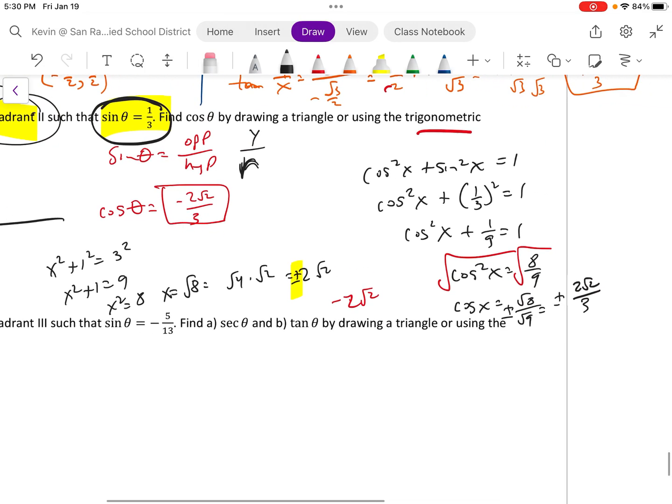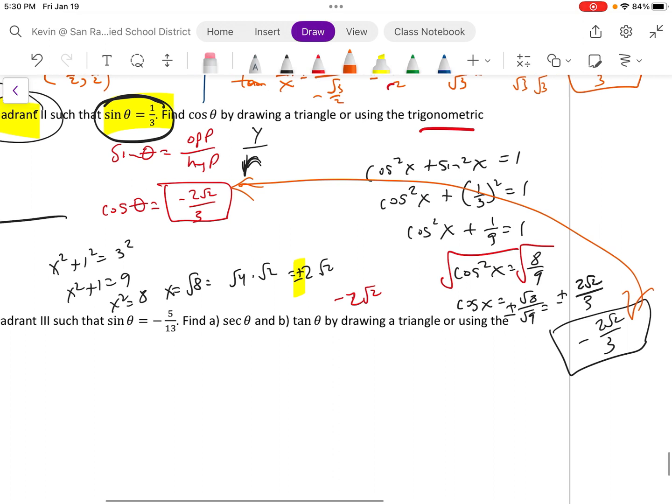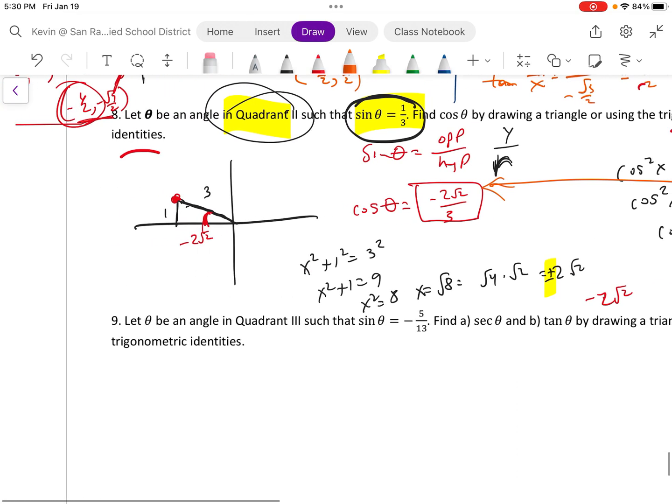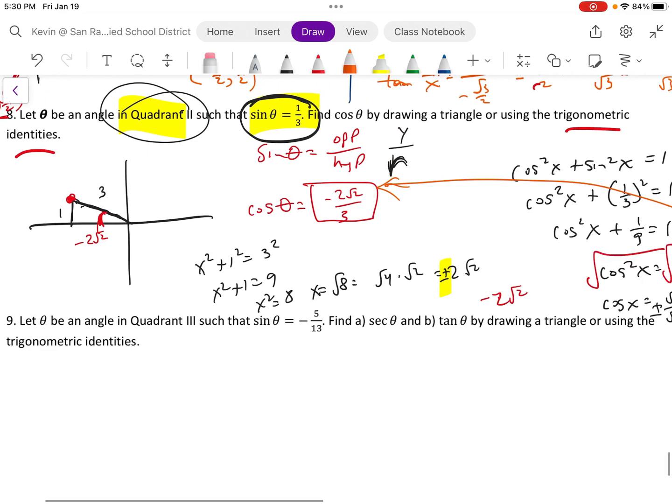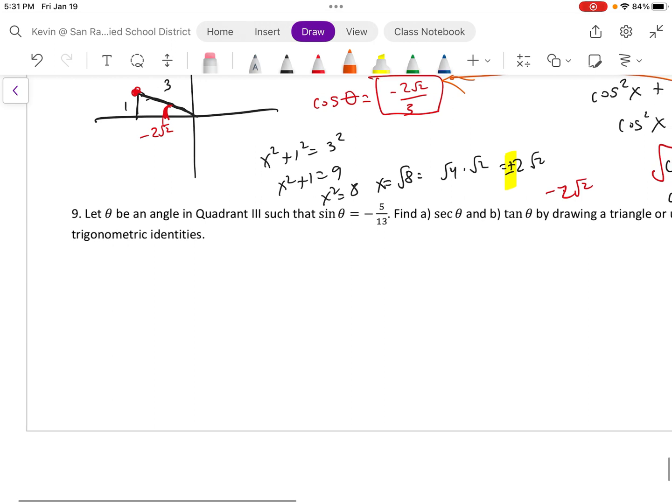Going back to the fact that it's in quadrant 2, we know that it is negative 2 root 2 over 3. And what do you know? These two answers are the same. Two different ways of doing it. You will most of the time just want to draw triangles. It typically is easier and more visual, but you can use the trig identities. All right, last one very quickly.